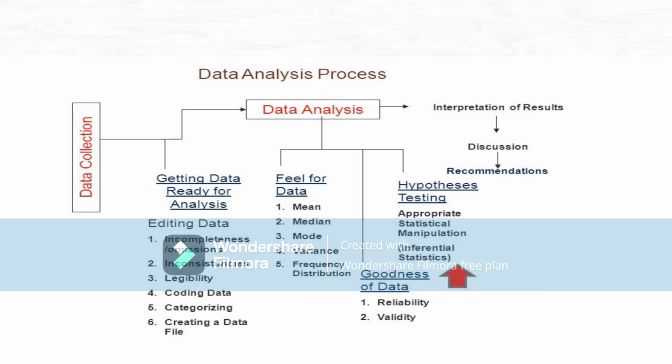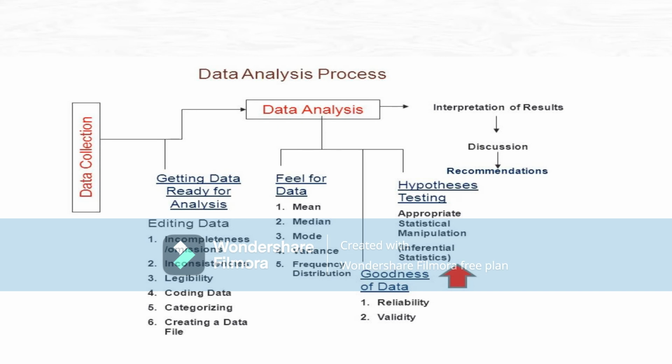Now we come to the complete overview, where we started and discussed all the things. As you know, we start from data collection and move to answering the questions. The data analysis process consists of getting the data, feel for data, goodness of data, and hypothesis testing. But in this lecture we have only discussed feel for data, goodness of data, and hypothesis testing.